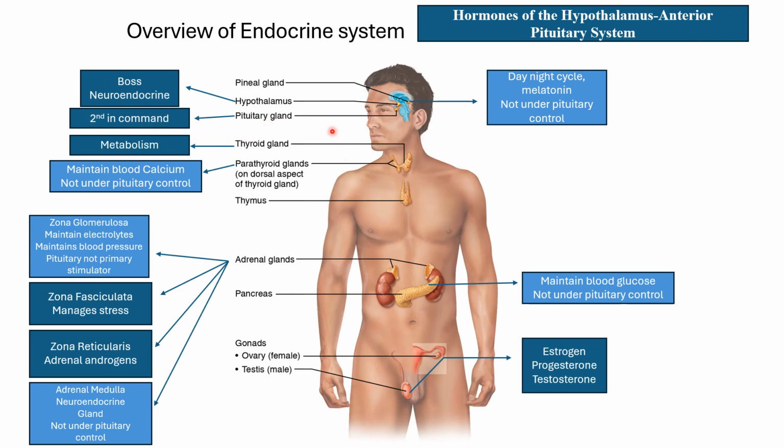It secretes thyroid stimulating hormone, which causes the secretion of thyroid hormones from the thyroid gland. Then it secretes ACTH, which affects the zona fasciculata and the zona reticularis of the adrenal glands. Then it secretes the follicle stimulating hormone and the luteinizing hormone, which cause release of estrogen, progesterone and testosterone from the gonads, the ovaries and the testes. So this is a summary of the endocrine glands.